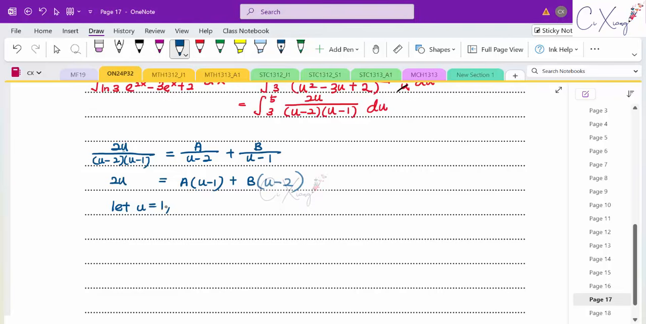So when u equals 1, substitute 1 into the u here, you're having a 2. 1 minus 1 becomes a 0. Then 1 minus 2 is a negative 1, so you're having negative B. Therefore, your B is actually negative 2.